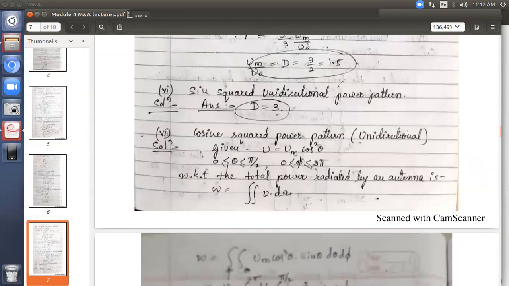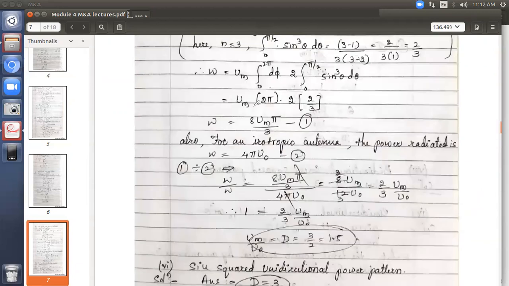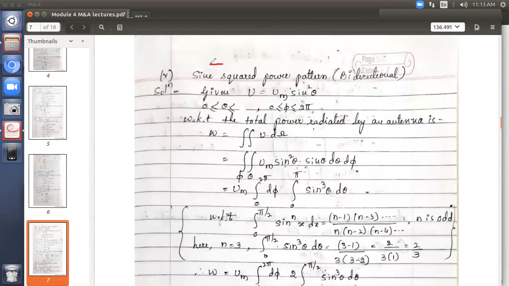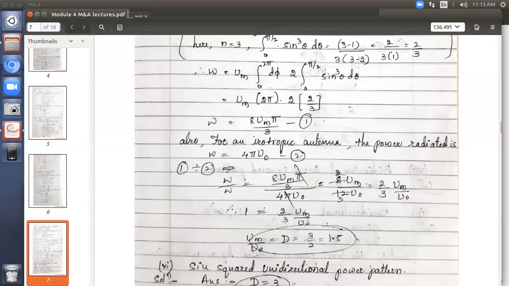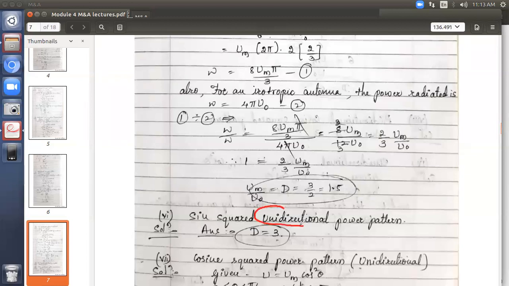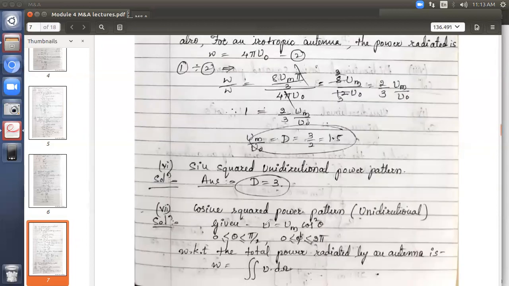Let's take the next problem. It is cosine squared power pattern. Here the problem which we solved is sine squared. Sine squared, I think bidirectional we calculated, and a similar concept we extended to unidirectional, and both directivities are related in this way, 1.5 and 3. One is double the other. Okay. Now we'll go for cosine. So given pattern is U equals to Um cos square theta. Okay. Here I have calculated for unidirectional, or similarly we can go for bidirectional.